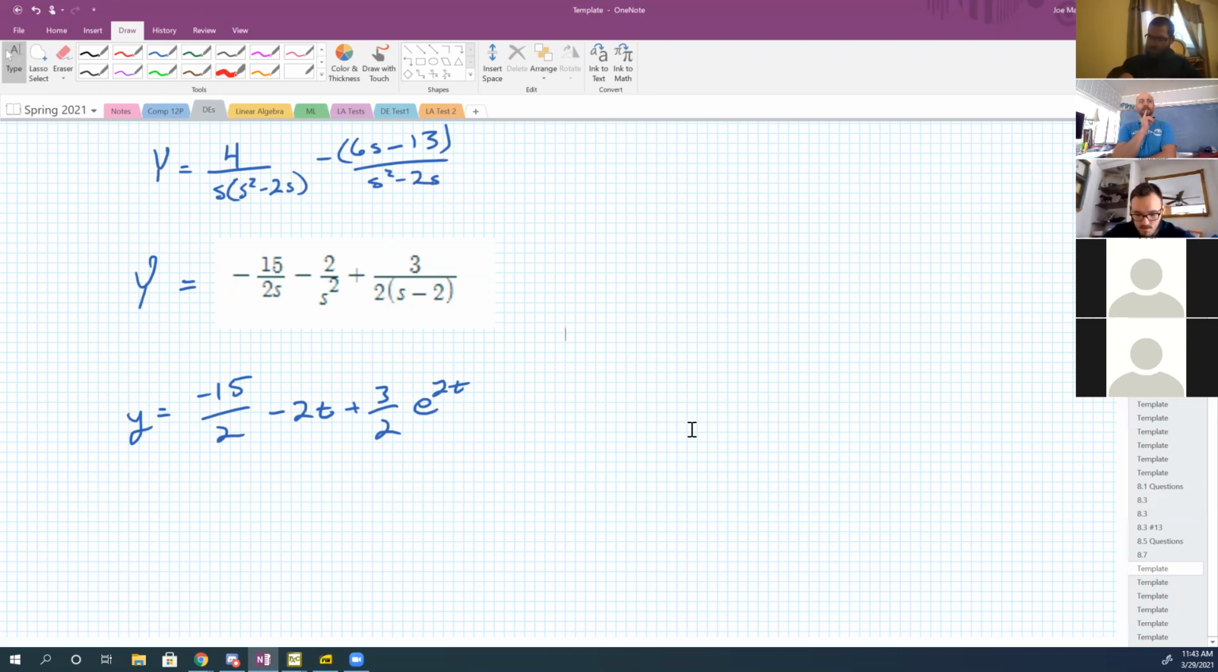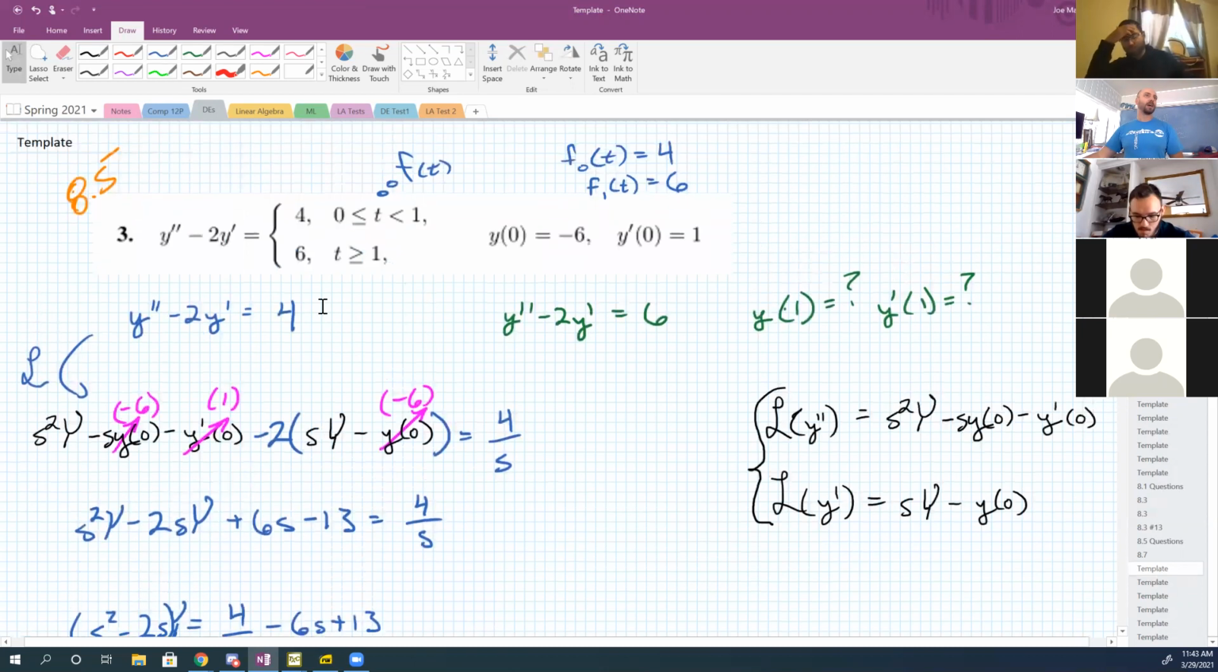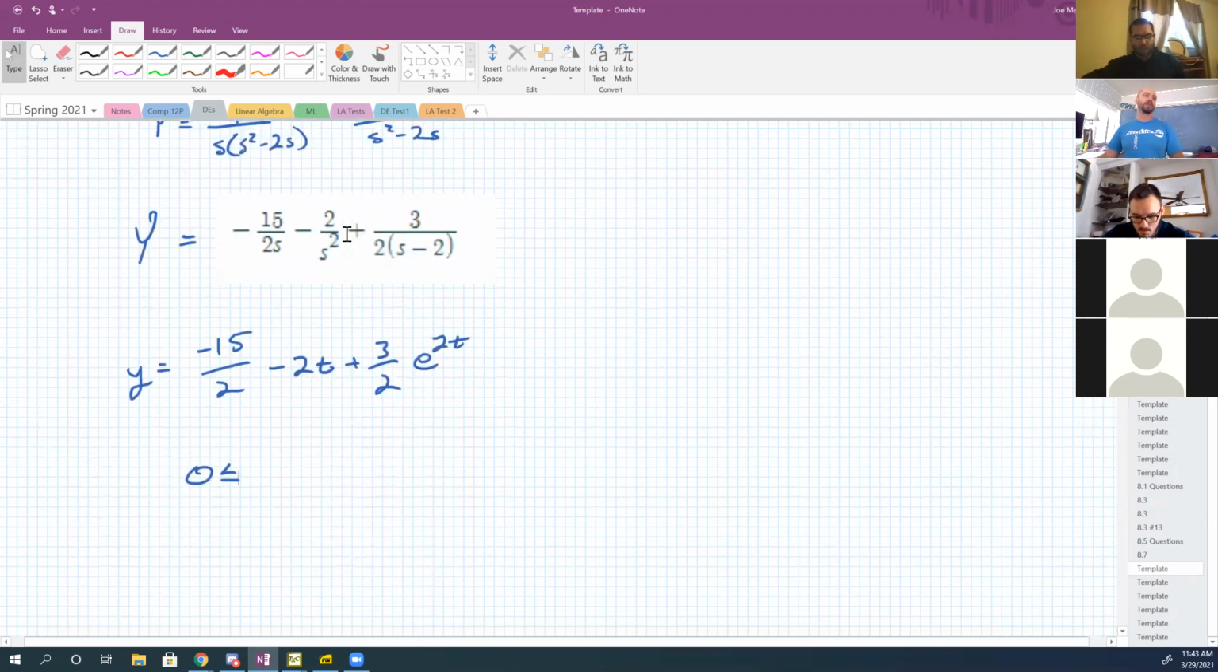Now, the problem is that that's only valid, right? So really the heart of this issue is that this thing is valid when my right-hand side is 4, which means that this thing is only valid between 0 and 1. Now I need to know what happens when the right-hand side becomes 6, which means that I need to restart this problem in green.